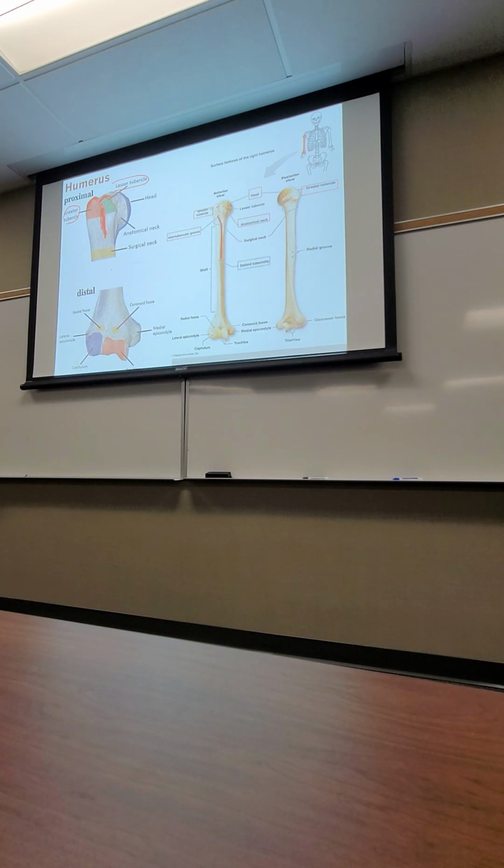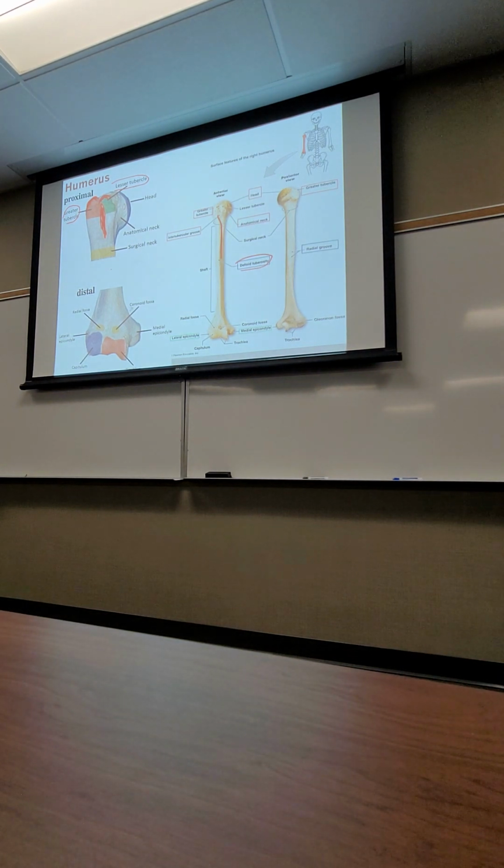We can review. The shaft, the only thing that's significant about the shaft is that you do have what's called the deltoid tuberosity. What would attach here on the deltoid tuberosity? The deltoid muscle. Distally is more important. Distally, we have a couple very important structures. Let's kind of go through them individually.